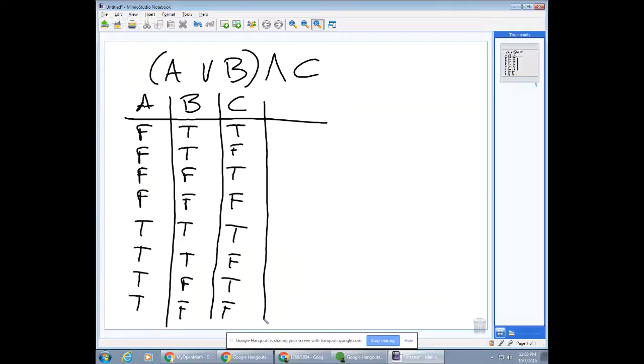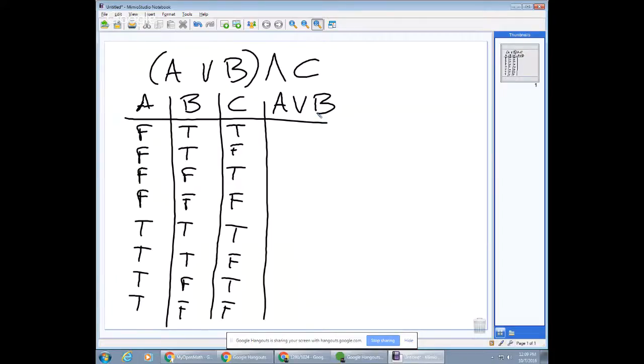And in the homework, they immediately have the ultimate goal in the next column, but we're going to build up to it. According to the parentheses, I should look at A or B first. So I'm going to make a new column for A or B. Remember, or means one has to be true, or the other has to be true, or they could both be true, and the whole thing is true. So the only time an or is false is if both pieces are false. So we only need to look at A and B. As long as there's a true for A or B, we're good.